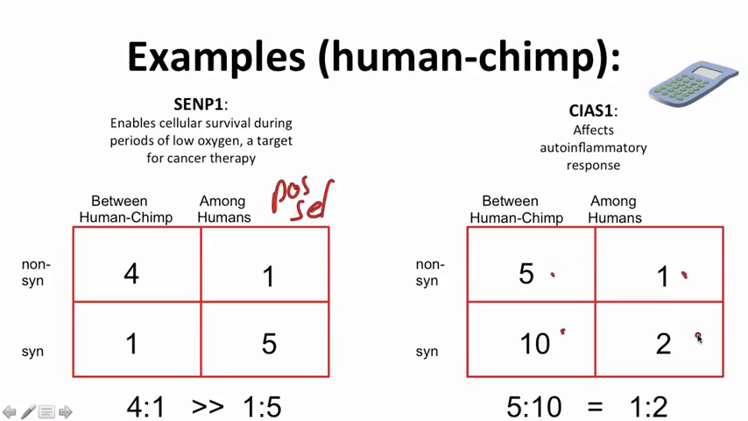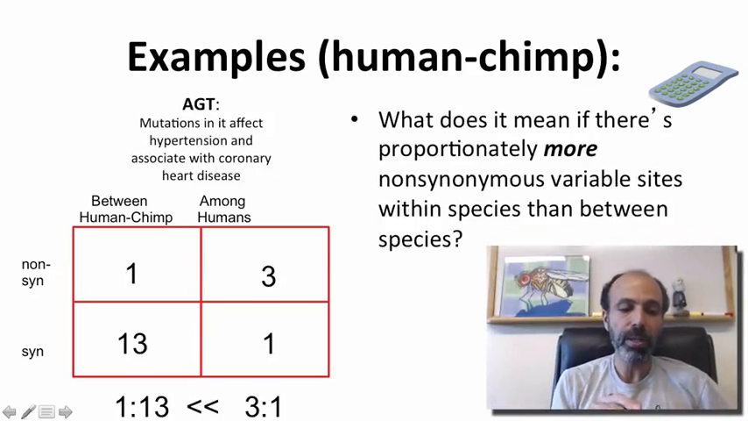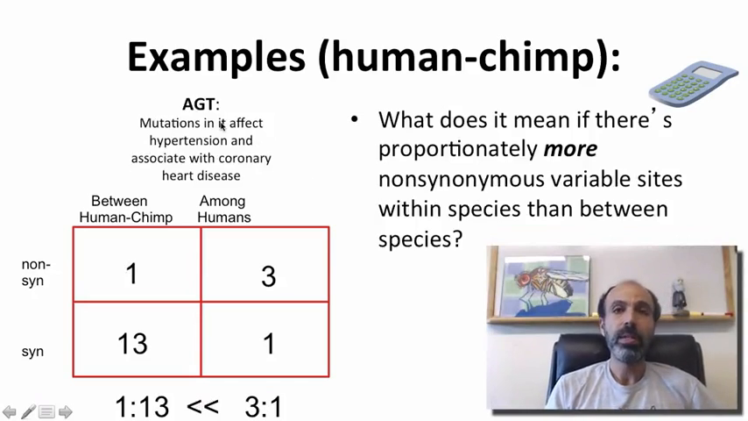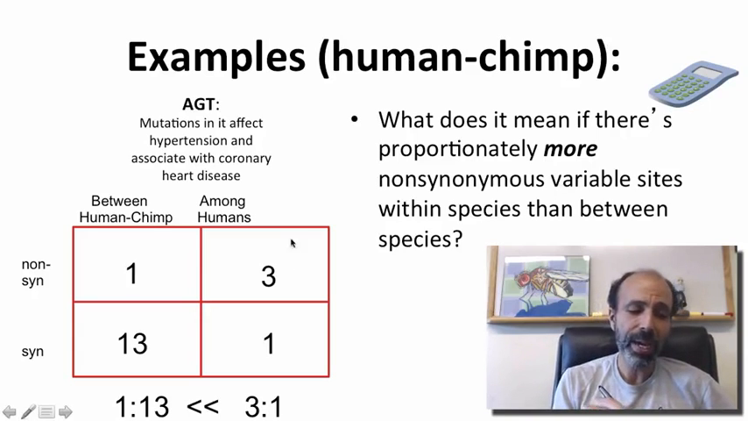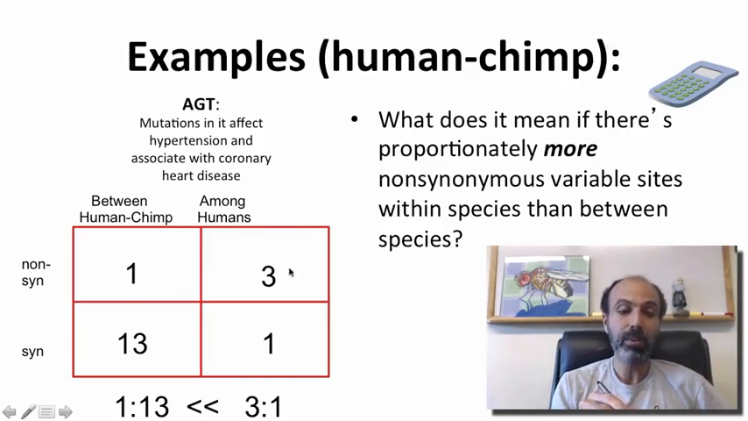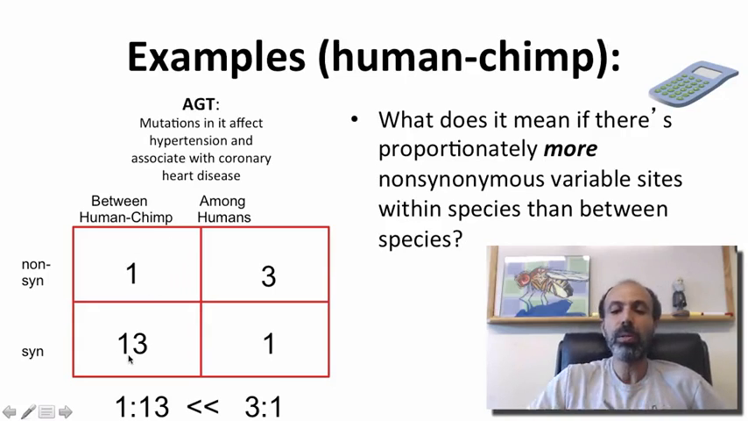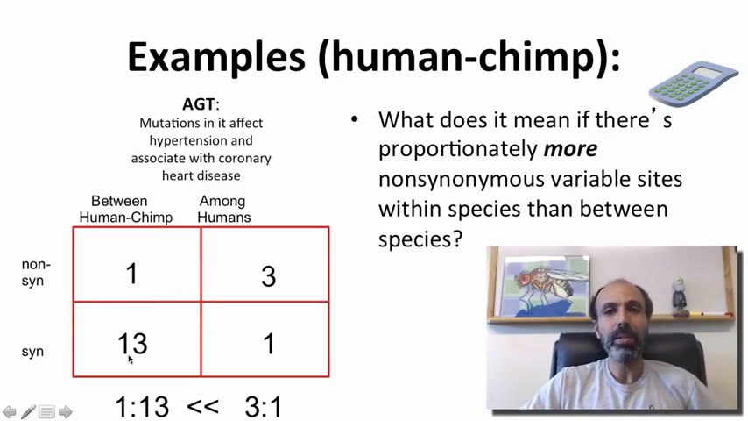Now what about the opposite? This is one we haven't talked about. What happens when, instead of being greater between species or equal, what happens if it's the other way? So here's the gene AGT. The mutations in AGT affect hypertension. They're associated with coronary artery disease. What happens if you have a high number of non-synonymous differences among humans, a higher ratio of non-synonymous differences among humans than between humans and chimps? What do you think that might mean?